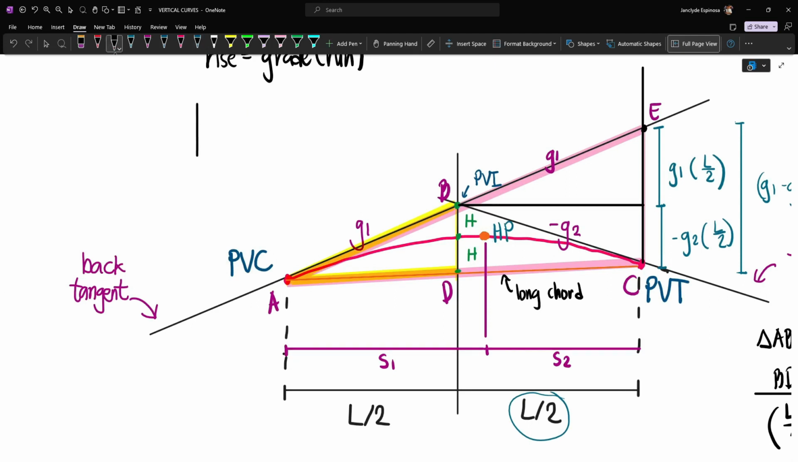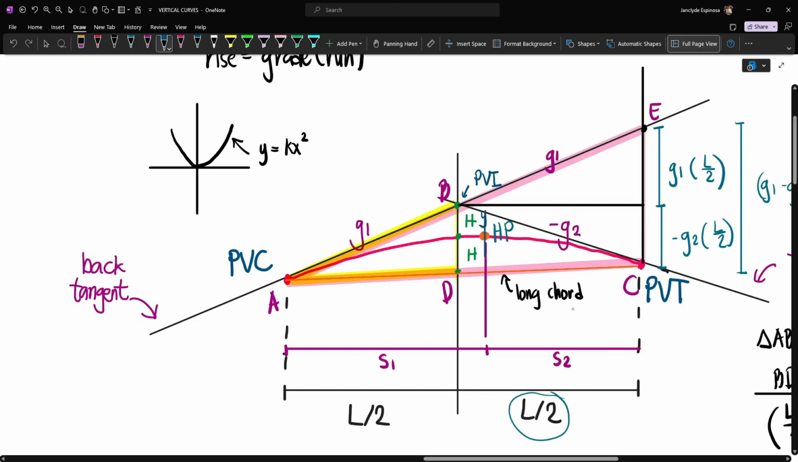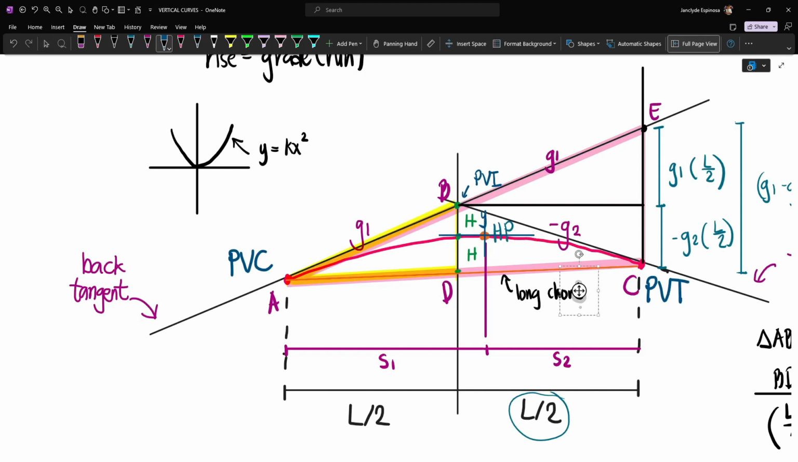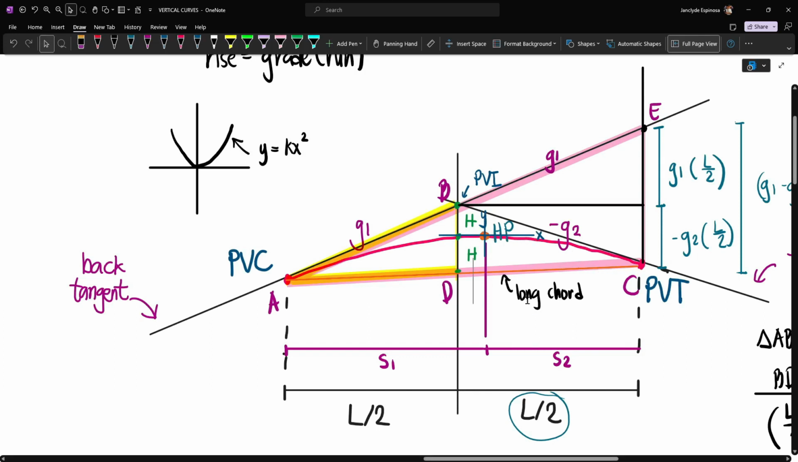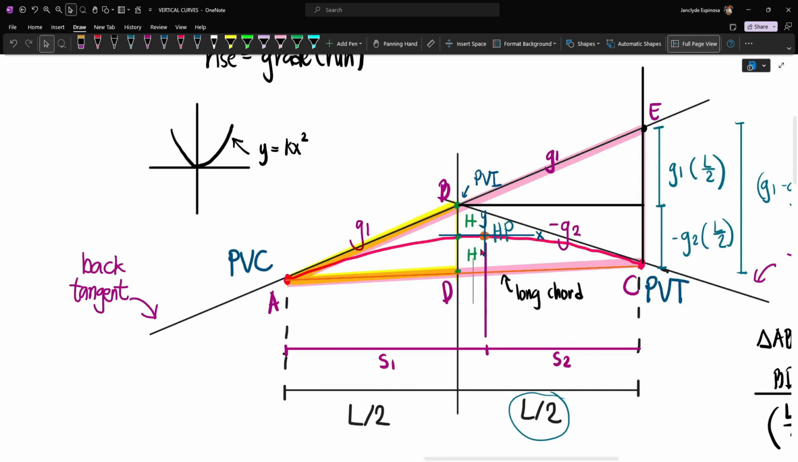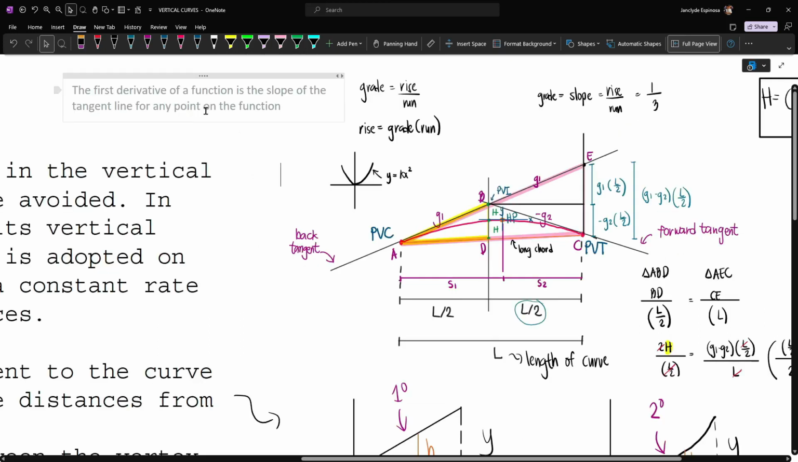Now recall that if we have a parabola in which the vertex is located in the origin, then the general equation for this parabola is y is equal to kx squared. And so this is what we're going to mimic. And so we have here our axes. This is y and this is, let's say, x. So this is now our origin. And so we can now make relationships from this figure. Now recall that the first derivative of a function is the slope of the tangent line for any point on the function. And so we'll recall this concept.